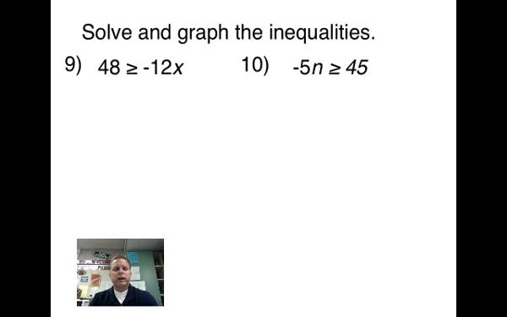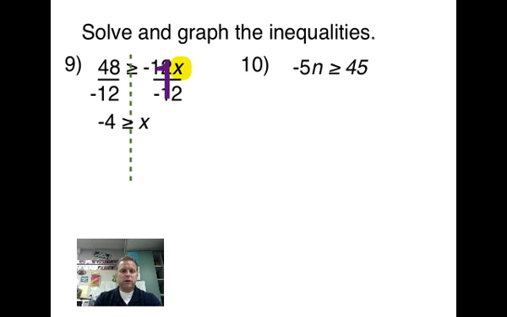Okay, number 9, 48 is greater than or equal to -12x. We're going to keep our equation balanced, our inequality balanced. We're going to divide both sides by a -12. 48 divided by -12 and -12 divided by -12 will give us those. Since we divided both sides by a negative, I'm going to change it to that.